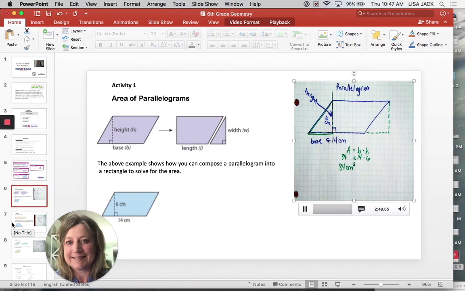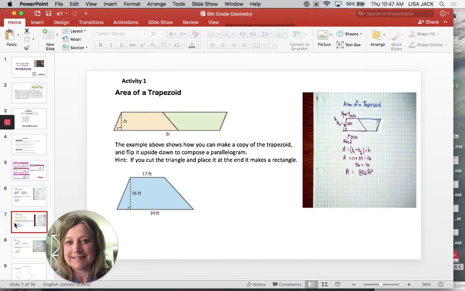Okay, so that's a parallelogram. Now let's look and see how we would find the area of a trapezoid. And so I have an example at the top and I have a practice problem right here. So let's watch the instructional video.